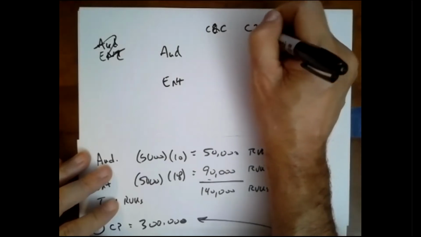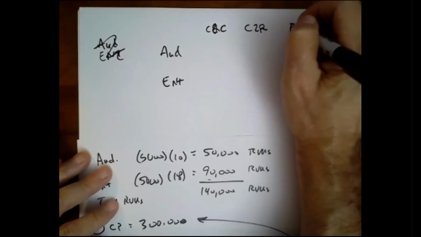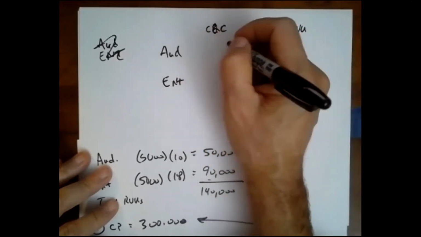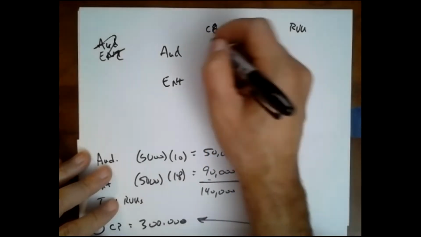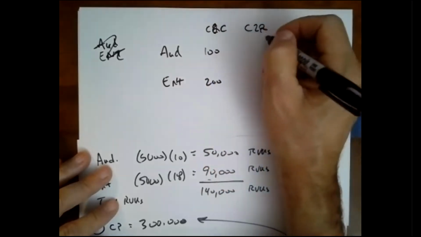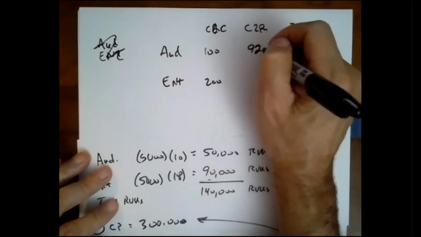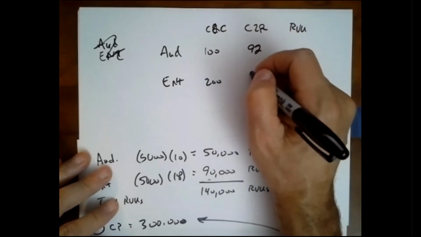Cost to revenue, C to R, right? And then RVU, right? And so under cost to charge, audiology got 100, ENT got 200. Under cost to revenue, audiology got 92, right? These are very rough numbers.